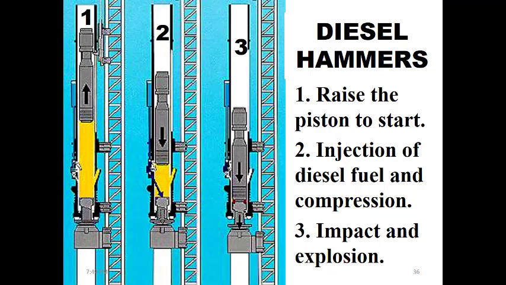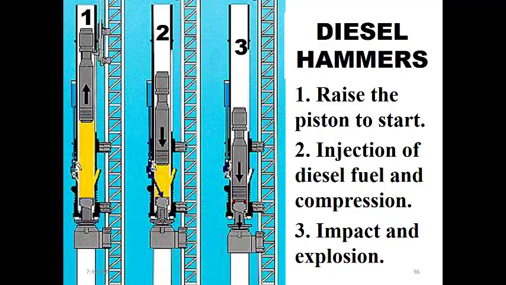Let's see how it's working. So in this picture, what you see is that white portion at the bottom part is the pile. Then we have the hammer mechanism attached to the lid, because this frame that you see on the side is the lid that is holding the system intact with the pile itself. So the first step is to raise the piston to start.